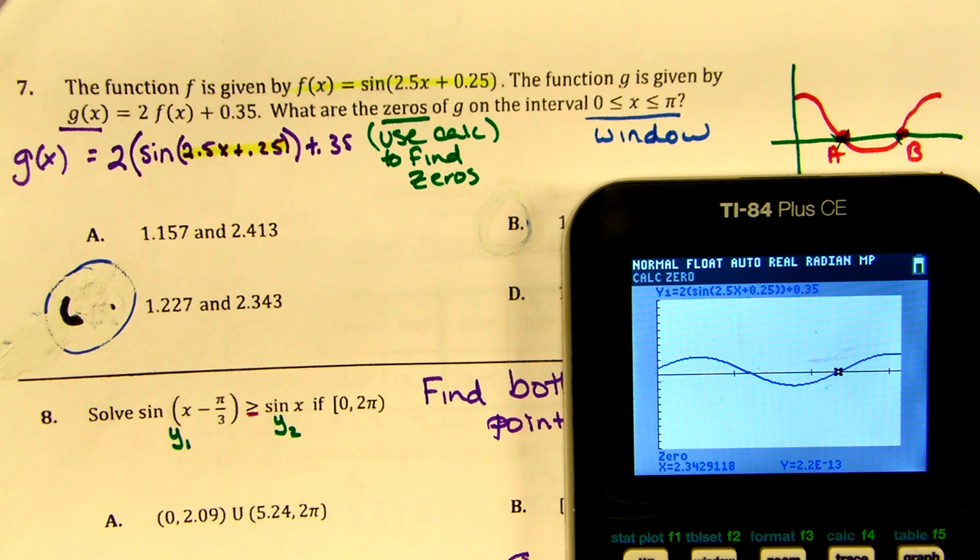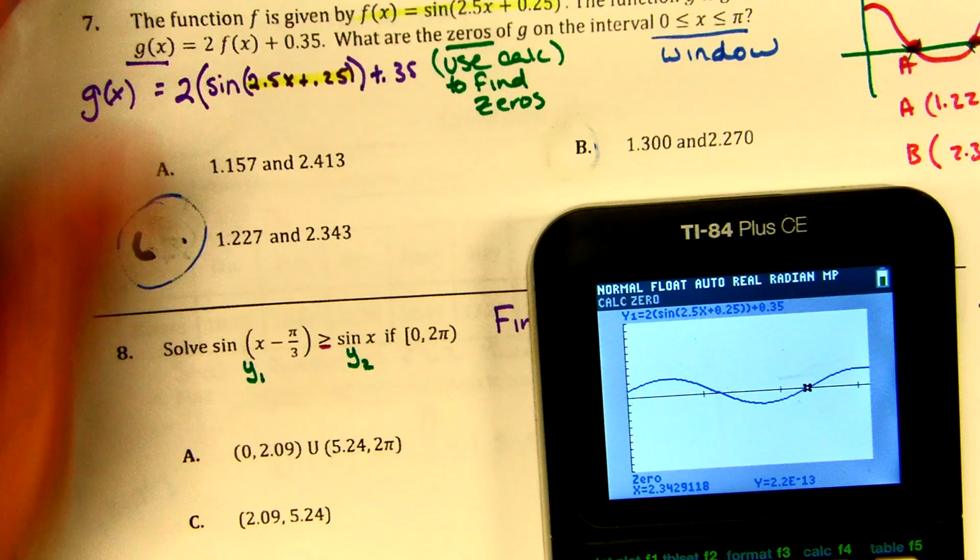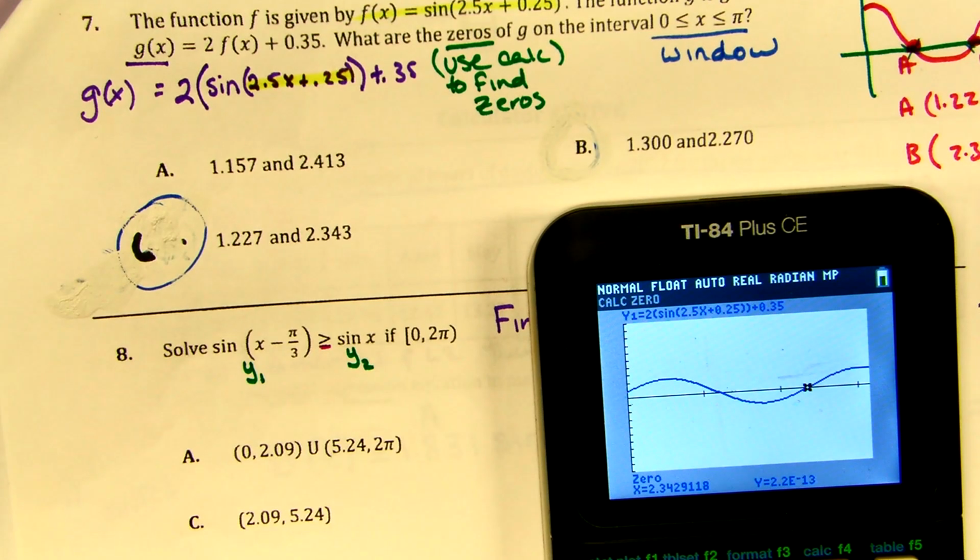Okay. Number 8, solving an inequality. Guys, we've been solving equations in our calculator a ton. We learned how to solve inequalities. Same exact thing. We have y1 and y2, left side, right side. Where do they intersect? Those are the solutions. Now this is taking it one step further and saying where is the left-hand side above the right-hand side? That's fine. That's just as easy, pretty much.